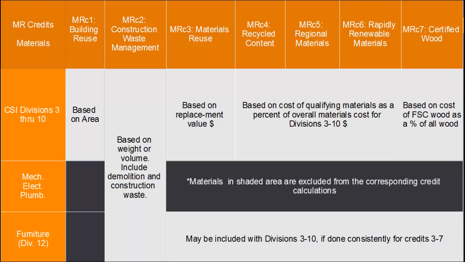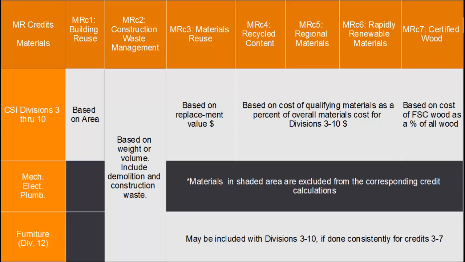So as you move across the columns, you see the different metrics to calculate the totals for these materials. For MR Credit 1, Building Reuse, it's based on area, material takeoffs in an existing building. For MR Credit 2, Construction Waste Management, it's based on weight or volume, and it's something you want to establish early on with your waste hauler. And it does include demolition and construction waste. So things like prefabrication and how you plan to construct your building comes into play.